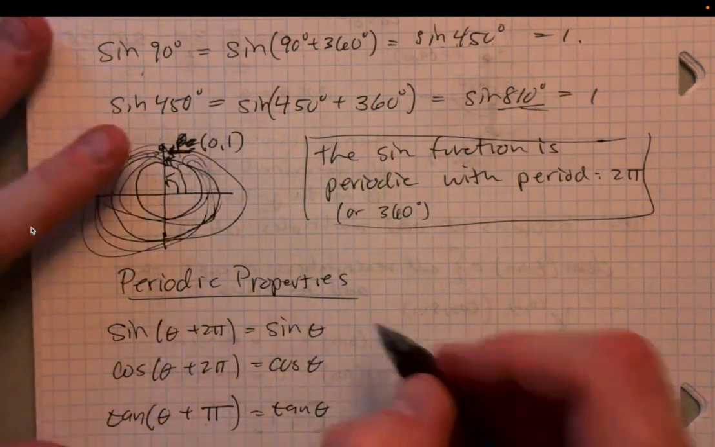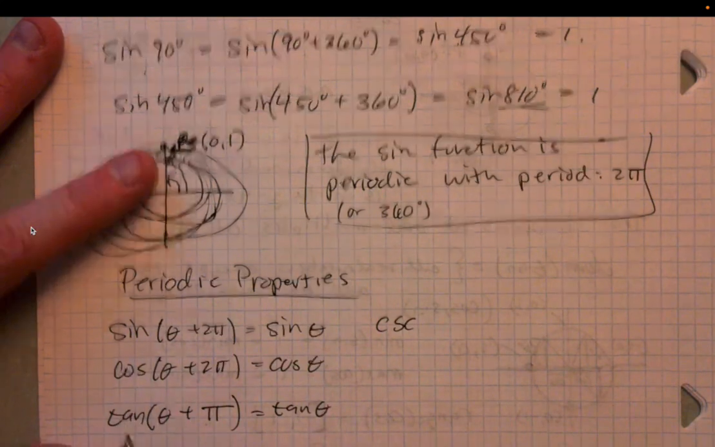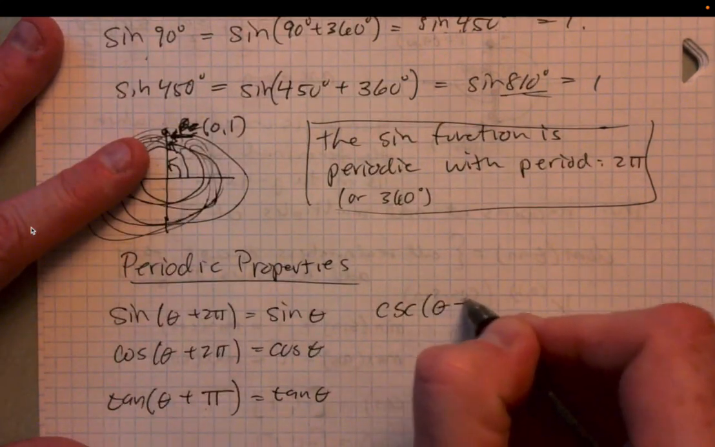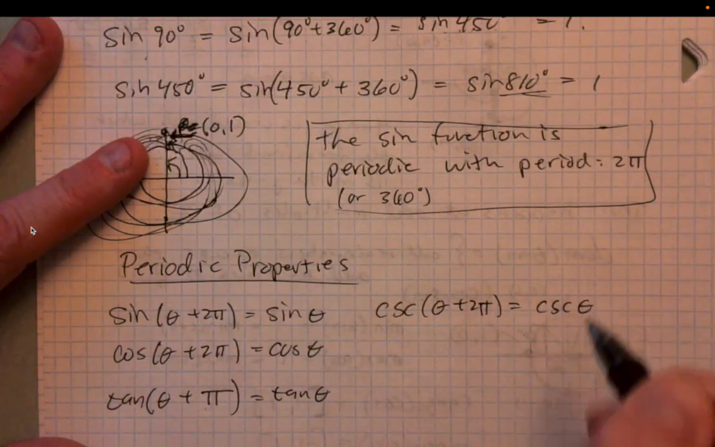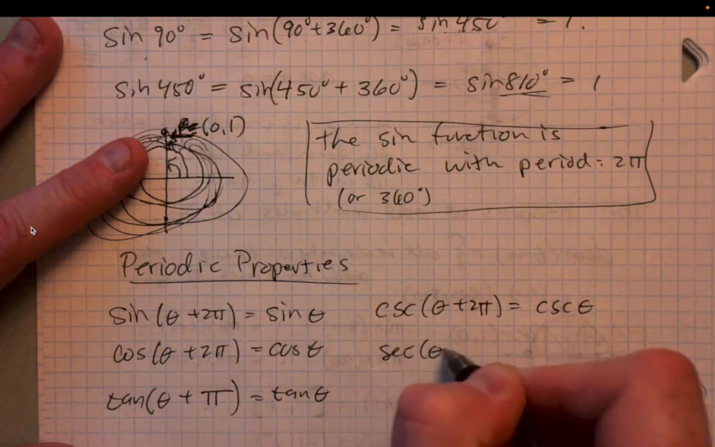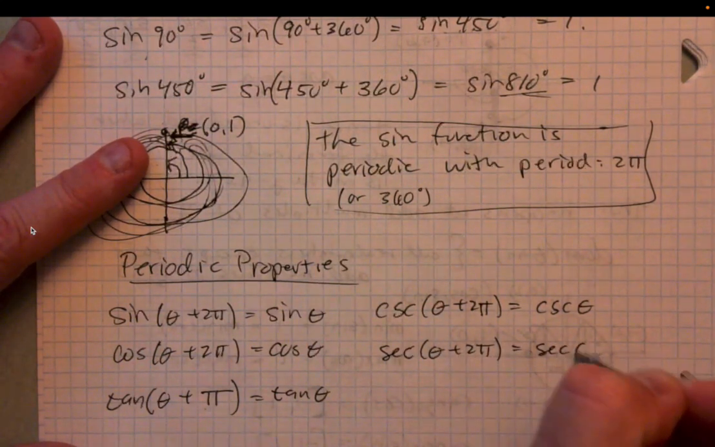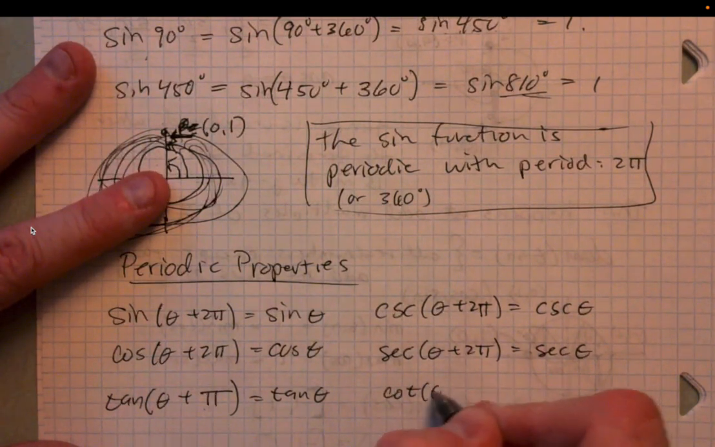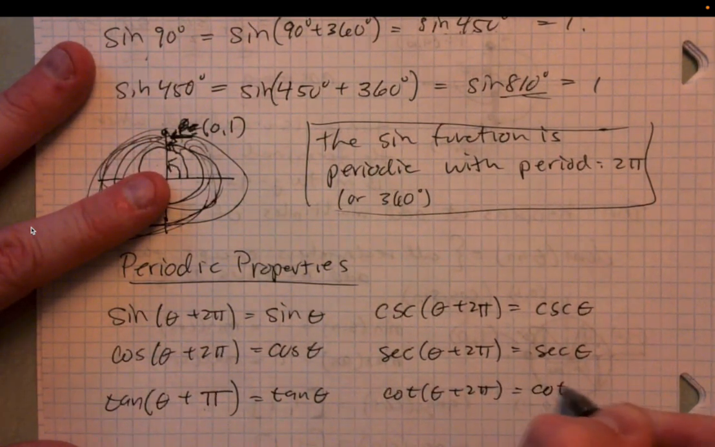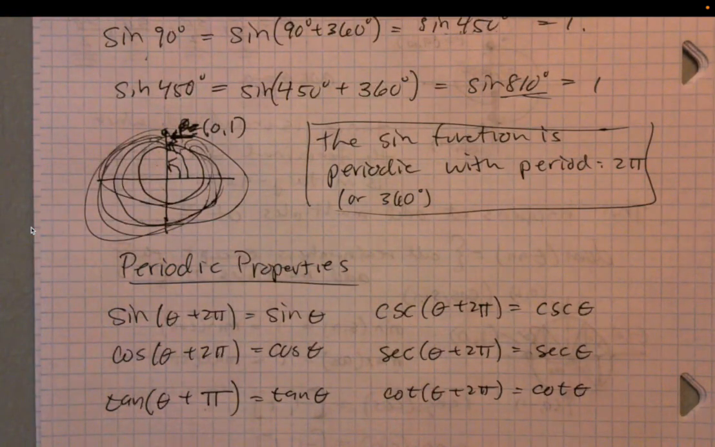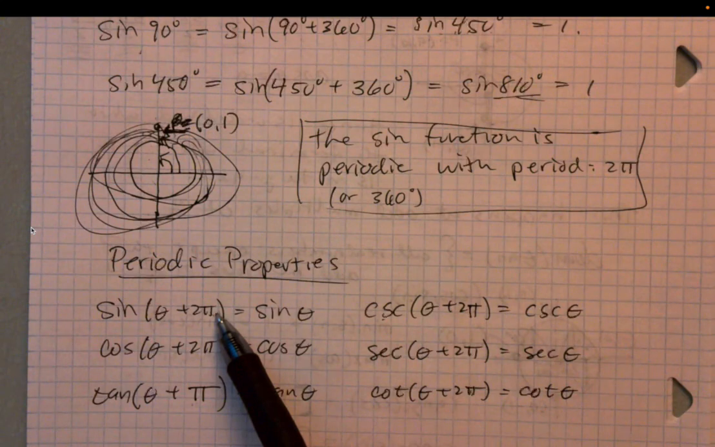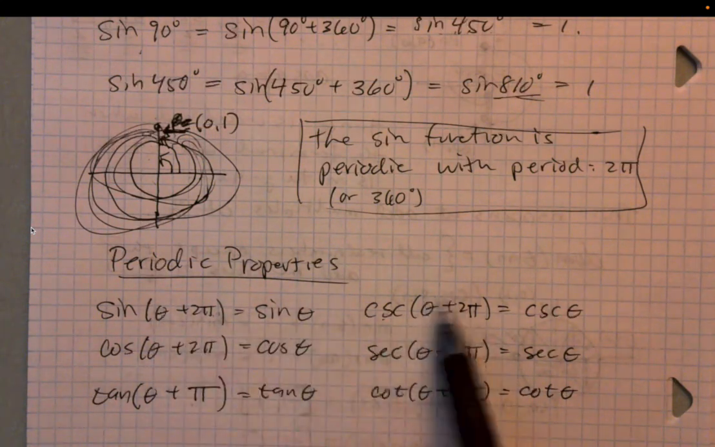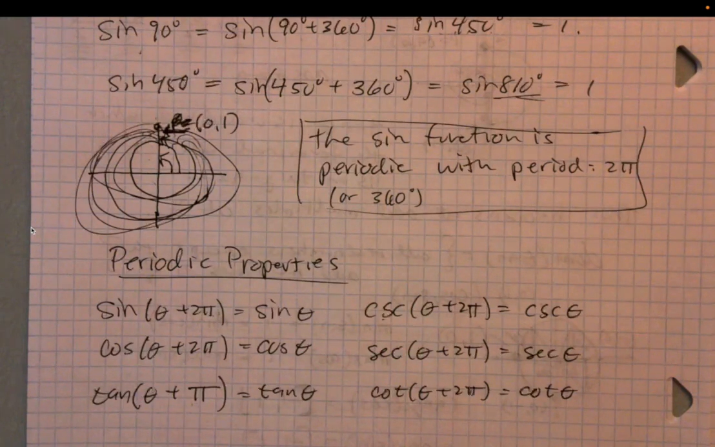And then of course all of these are going to follow suit. So cosecant of theta plus 2 pi is equal to cosecant of theta. Secant of theta plus 2 pi is equal to the secant of theta. And the cotangent of theta plus 2 pi is equal to the cotangent of theta. So they all align. These are just the reciprocals of these. So obviously, if these are going to start repeating themselves after 2 pi, then the reciprocals of these, namely the cosecants, will start repeating themselves after 2 pi as well.